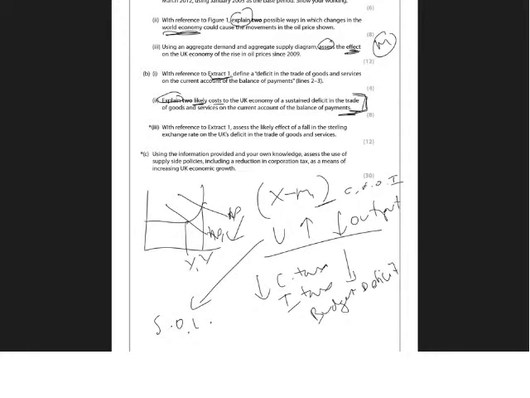If we look at the next question with reference to extract 1, so again the one around the trade balance: assess two sides, the likely effect, so positives and negatives, of a fall in the sterling rate, and we know this was 25%, that's the key application, on the UK's deficit in the trade of goods and services.